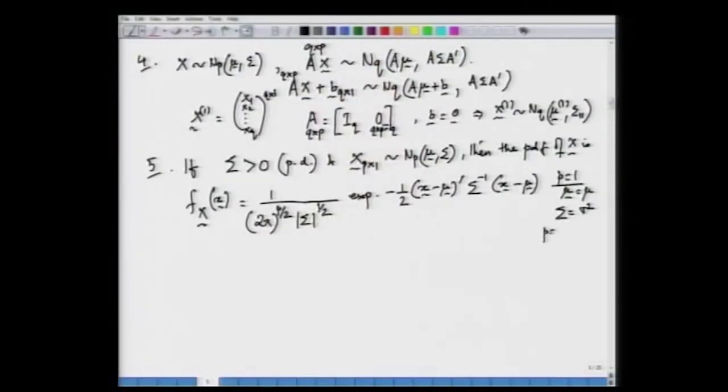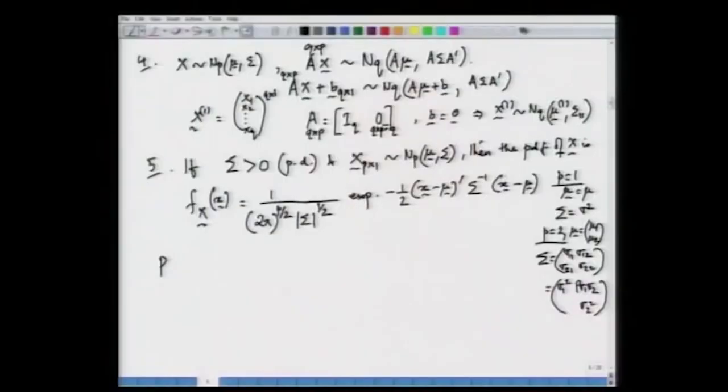If p is equal to 2, now we have a mean vector comprised of mu 1 and mu 2. The covariance matrix, by the general notation, is sigma 1 1, sigma 1 2, sigma 2 1, sigma 2 2, but usually what we take is sigma 1 square, rho sigma 1 sigma 2, and sigma 2 square. Rho is the correlation coefficient. So, this is a general notation that is followed for the bivariate normal distribution. Again, with this mu and this sigma, if we write down the PDF, we will get the PDF of the bivariate normal distribution.